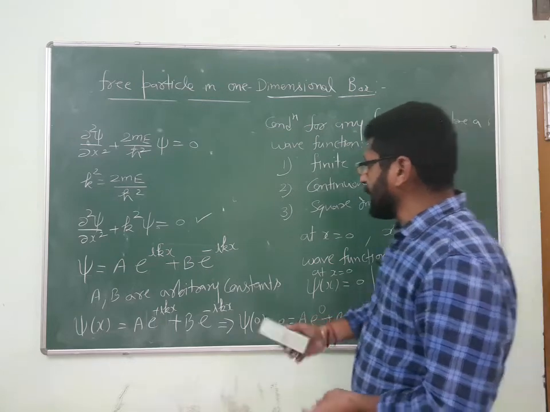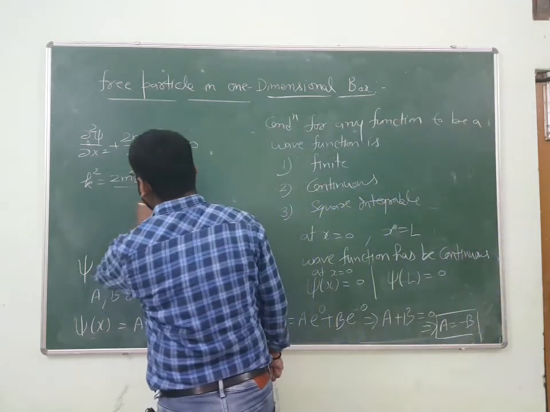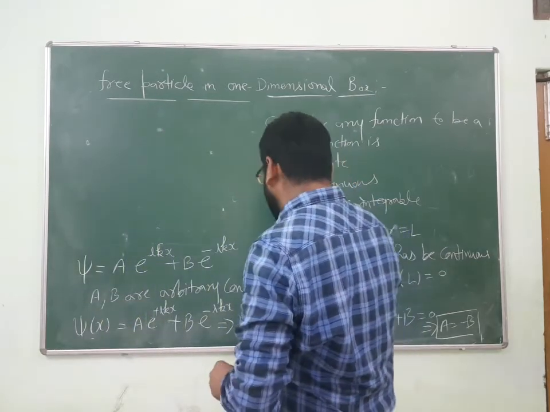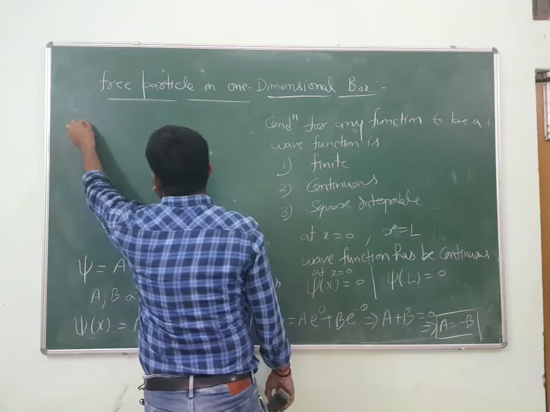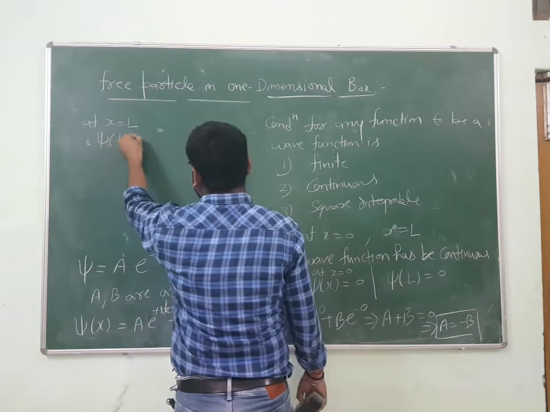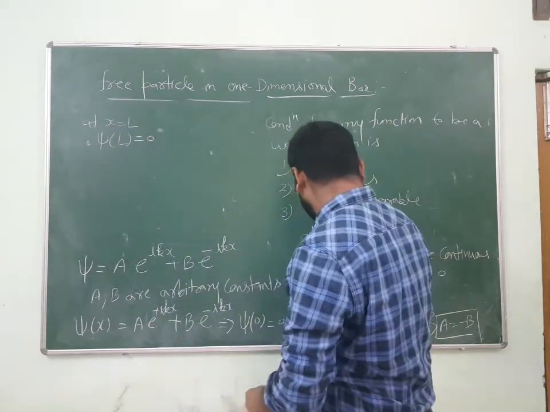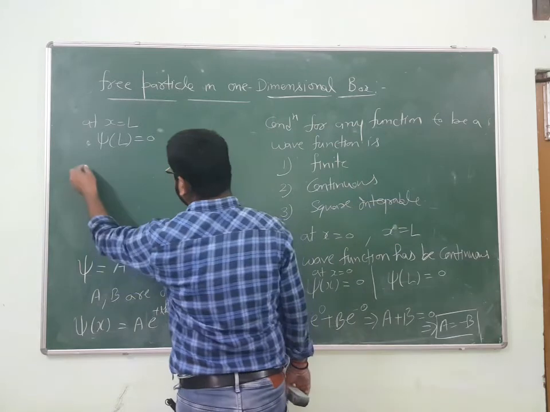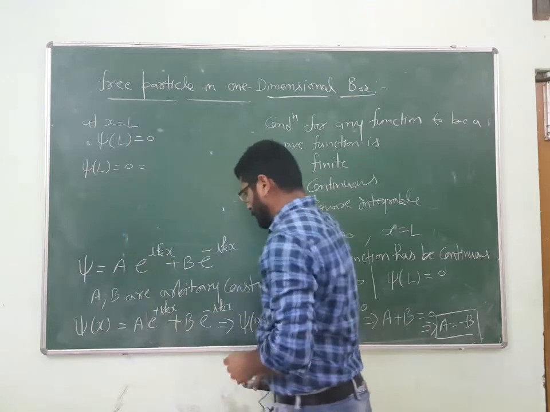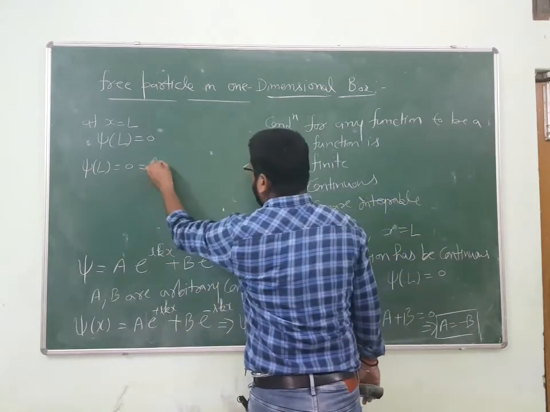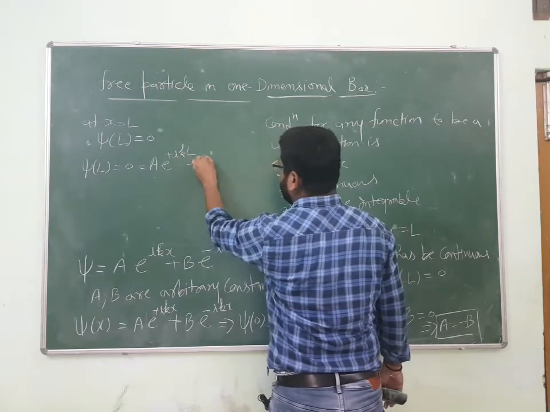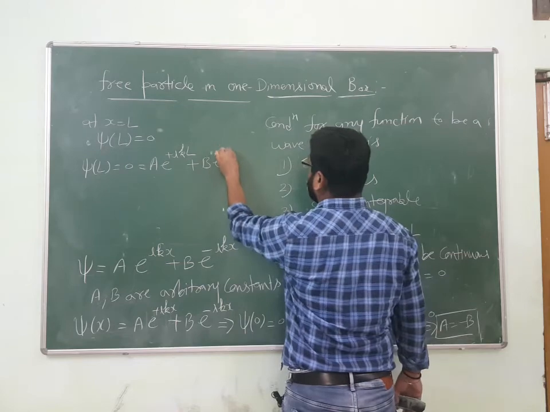Now if we substitute the second boundary condition, which means at x is equal to L, psi L has to be 0. So now this equation will become, this is psi L which is 0, and this will become a exponential iota kL plus b exponential minus iota kL.